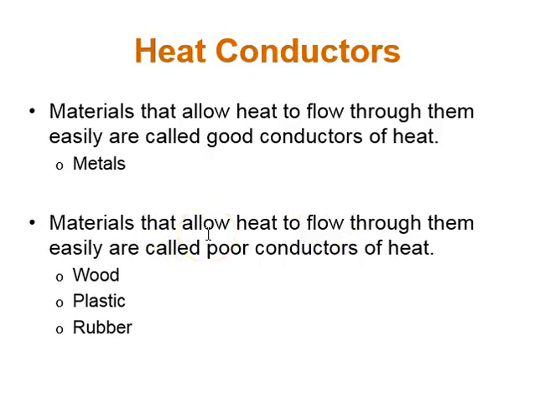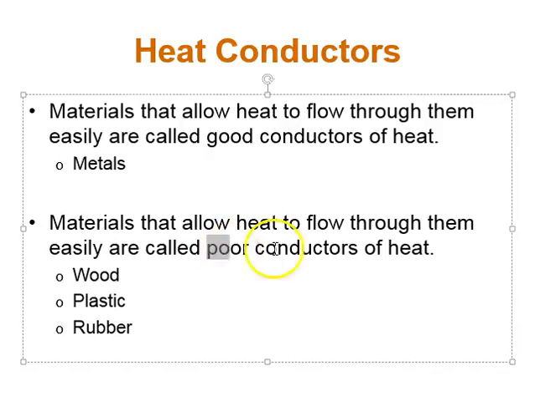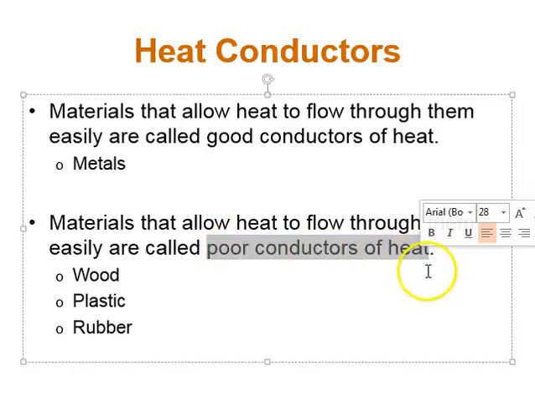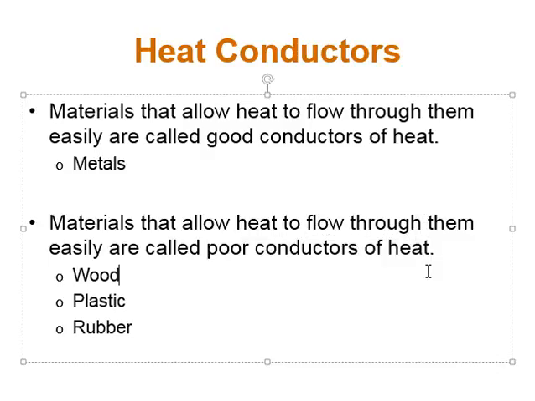We also know that there are materials that are not good conductors of heat, and they're called poor conductors of heat. Now, I know at this point, some of you will say, oh, they are insulators of heat. Well, actually, try not to use the word insulators. Instead, a better phrase for it would be good conductors of heat and poor conductors of heat. So, what you would think of as an insulator, try to use the words poor conductors of heat. Examples of poor conductors of heat would include wood, plastic, and rubber.